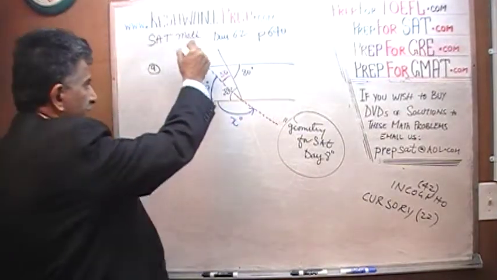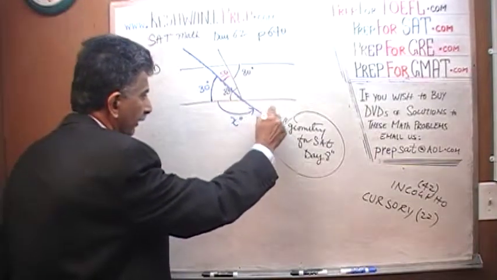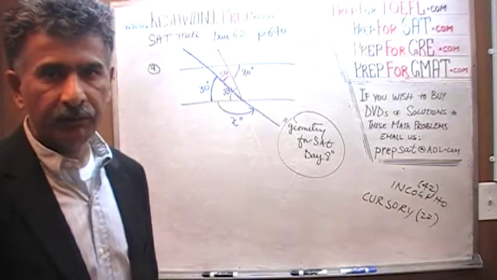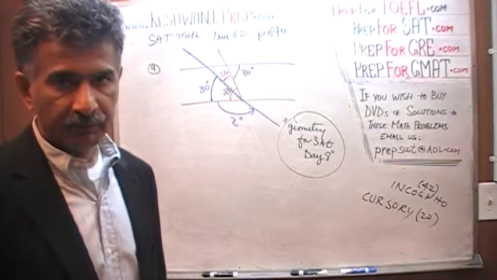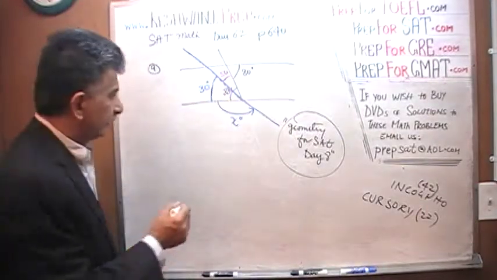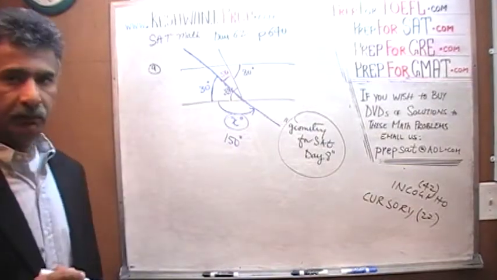Well, this line, I'm going to do it in the blue now. This is a straight line. And what do we know about a straight line? A straight line makes 180 degrees. And we are told that part of that is 30. If part of that is 30, the remainder must be 150.